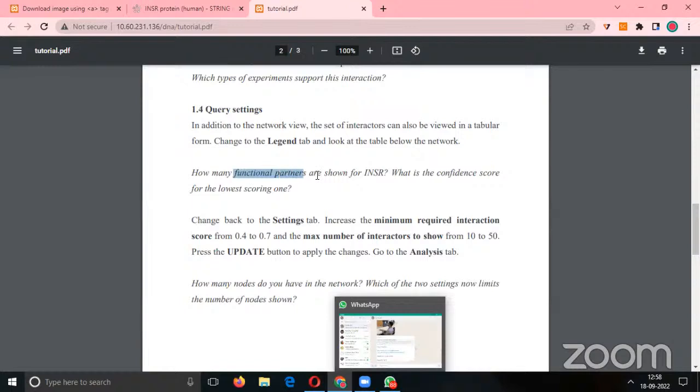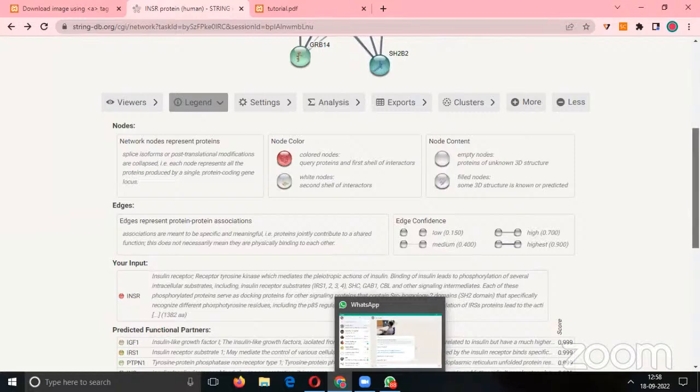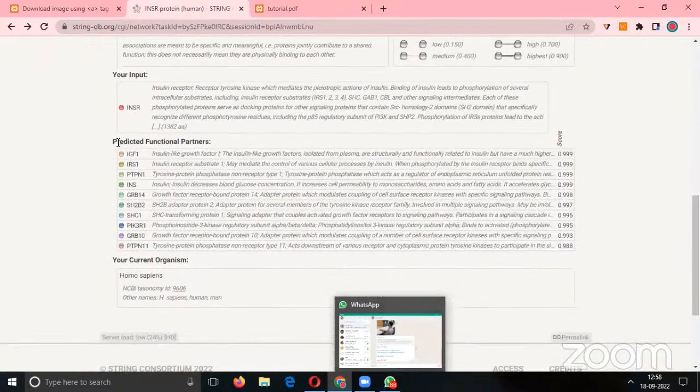How many functional partners are shown for INSR? I mean, how many interactions are there for INSR? To see that in a table form, you have to click that legend, and at the bottom you see predicted functional partners. Can you see? So just count. Make sure that if there is any link like more or less, you click that, and after that you count.